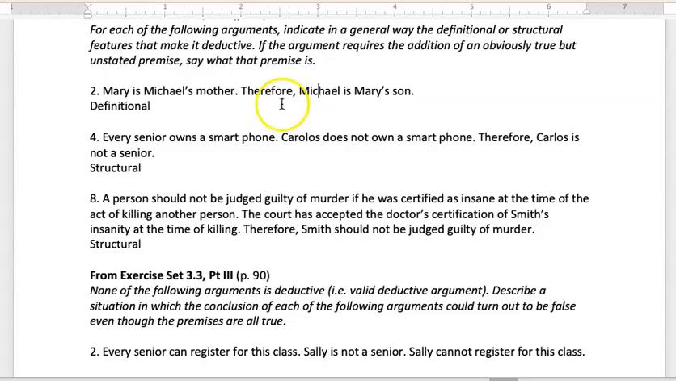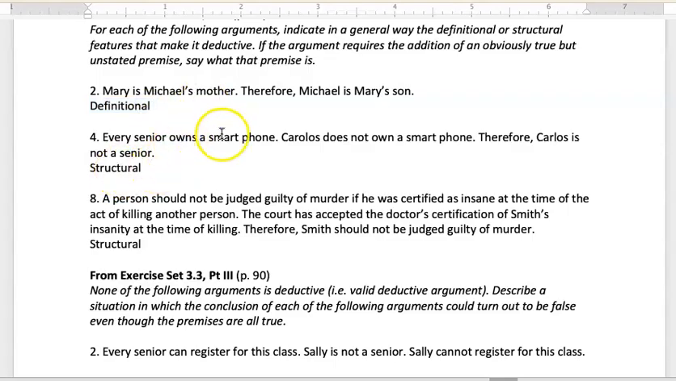And maybe we would need to add a premise. Mary is Michael's mother. Michael is a boy. Maybe you'd also want to put the definition of son. A boy who has a mother, is that mother's son? Maybe that's a little, I should write it out. Sorry about that. But therefore, Michael is Mary's son. You can just see it's about the definition of mother and son that makes this a valid deductive argument, so it's definitional.